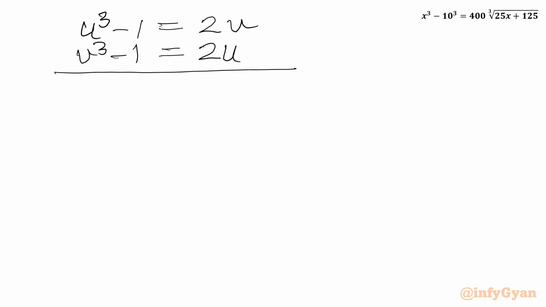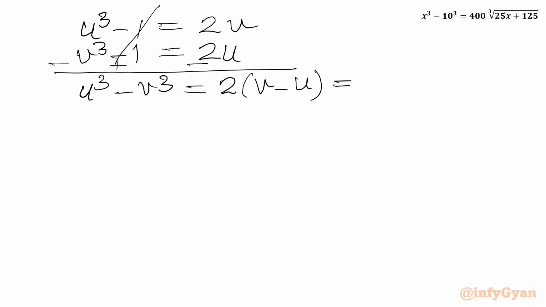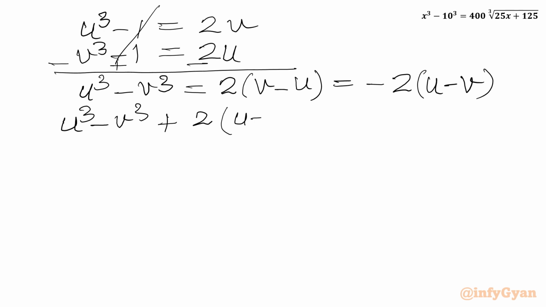Now I will subtract second equation from first one. So plus and minus 1 will be over. We can write u cube minus v cube equal to 2 times v minus u, or we can write minus 2 times u minus v. Now I will take all the terms to LHS. u cube minus v cube plus 2 times u minus v equal to 0.